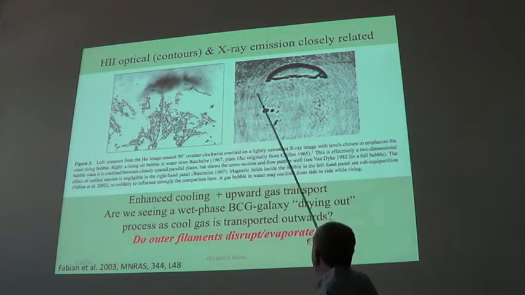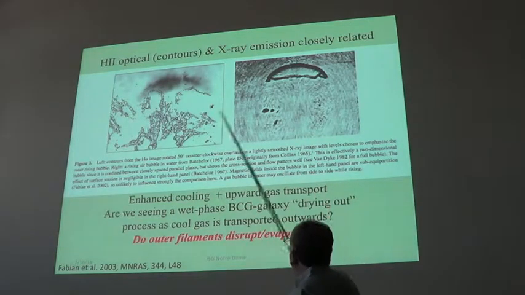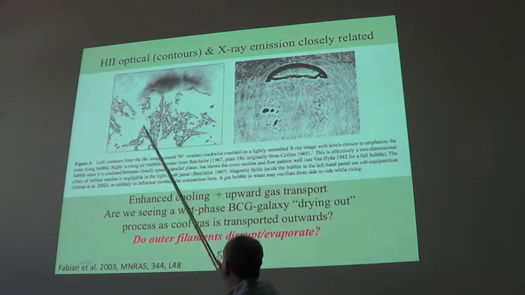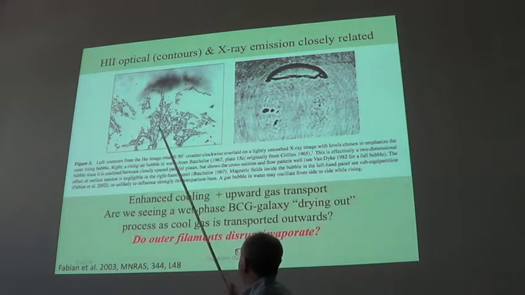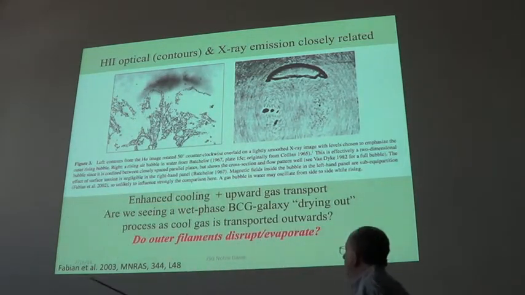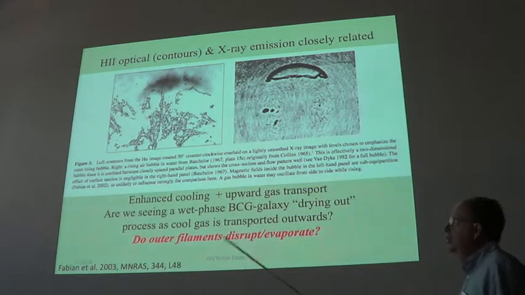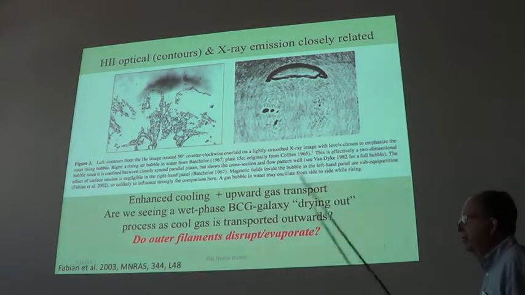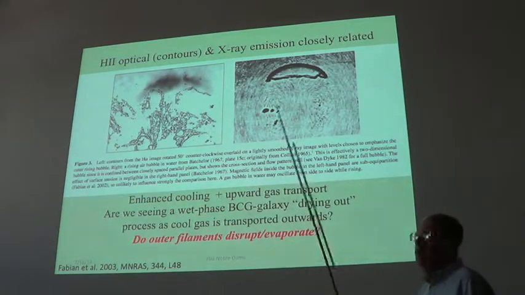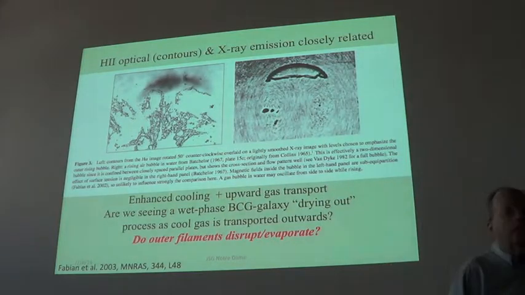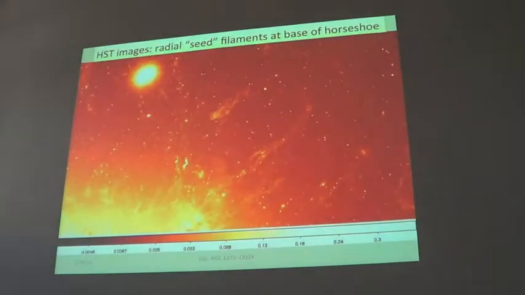Here is a model of a flow diagram. And there's a feeling that the material is being pulled up as this bubble rose and is ending up in filaments. This could happen in the sense that we're seeing here a wet phase of a bright cluster galaxy with material being moved outward. Moving outward, the pressure drops. It's more likely that the filaments will evaporate or do something else. So let's look a little bit more closely at this region and see what the structures are.